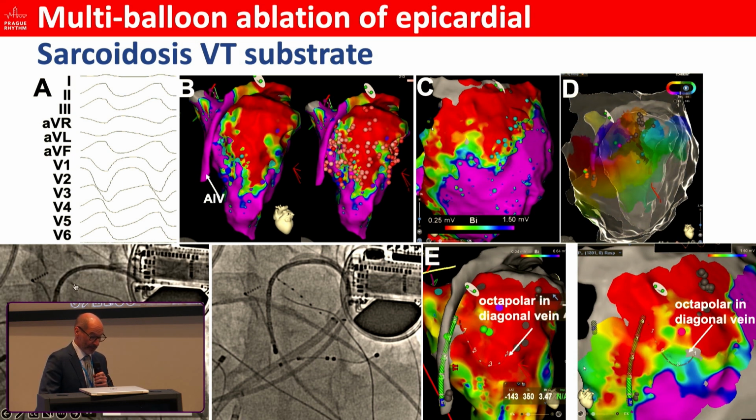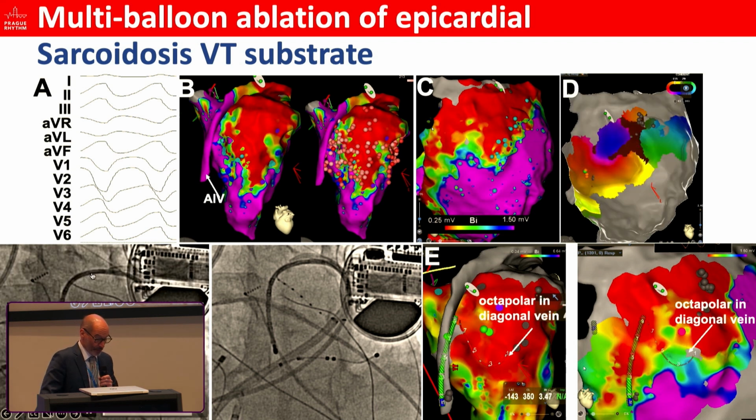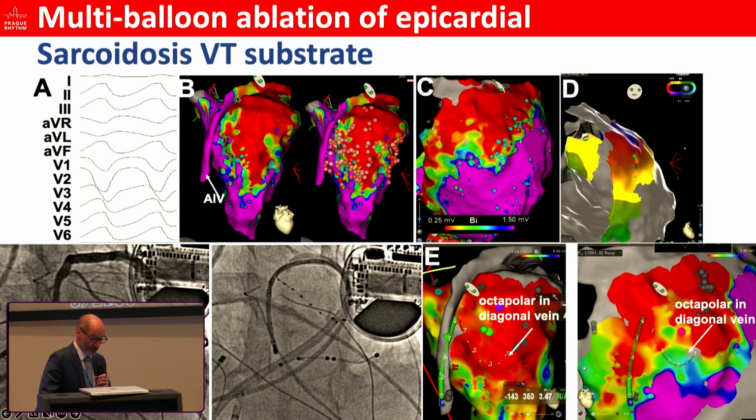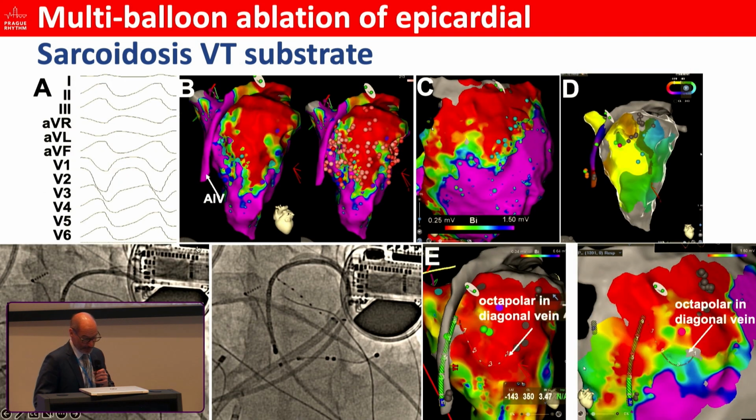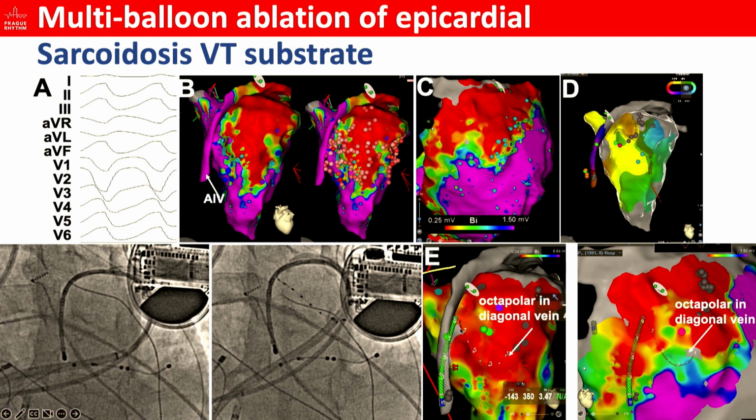So we performed a venogram. We had the decapolar catheter in the anterior interventricular vein, which was here. And sure enough, there's a nice diagonal branch. So what we did next is put a multipolar catheter in that diagonal branch, as you can see here. And we superimposed it in the 3D map, and you can see this octopolar catheter in the diagonal vein is right on top of the scar endocardially and epicardially.